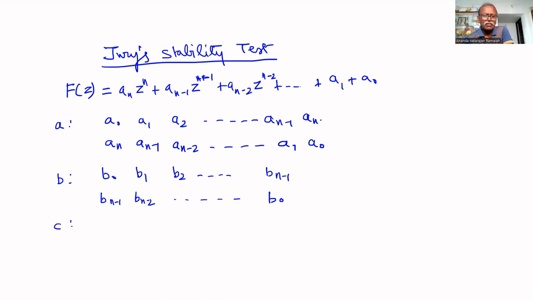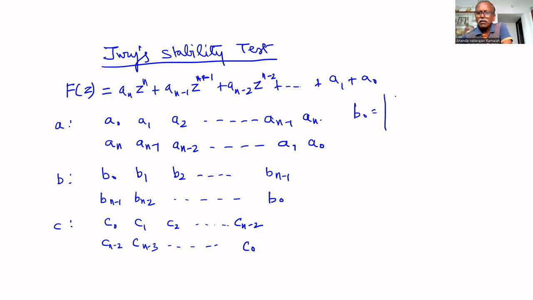Similarly, we can find the C row: C0, C1, C2, etc., Cn minus 2, and the reversed row Cn minus 2, Cn minus 3, etc., C0. So it goes on like that. But what is B0? B0 equals the determinant of A0, An, An, A0. That is, we consider the first column and the last column. The determinant of the first column and the last column is B0.